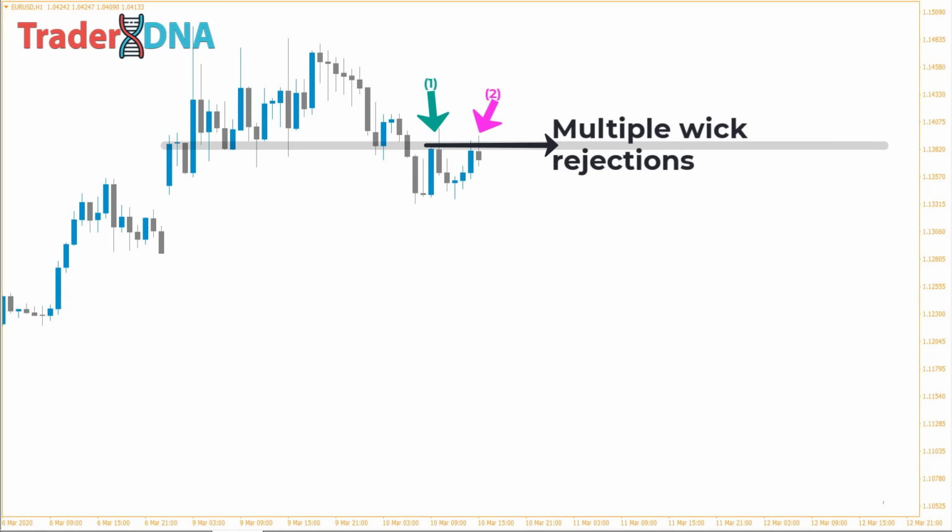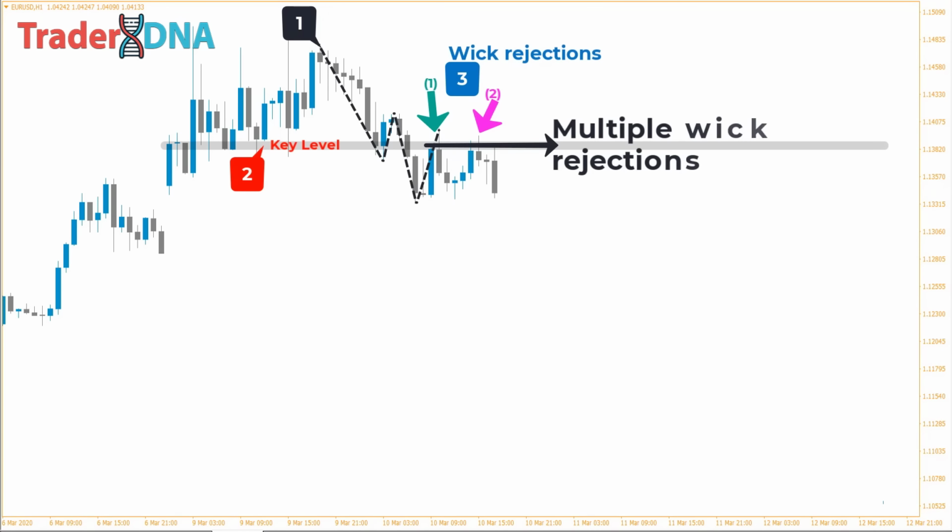Instead, focus on building confluence, stacking reasons to take this trade. So, let's break it down. You've got your clear downtrend, you've identified a key level, and now you're seeing wick rejections confirming that level. This is your green light. Let's go. Take the trade.